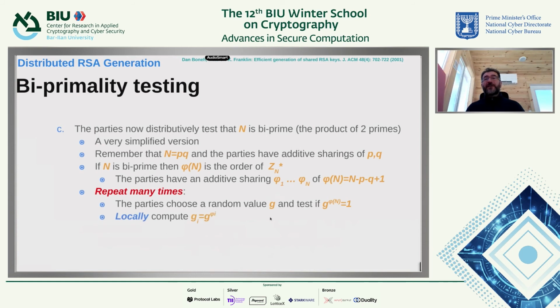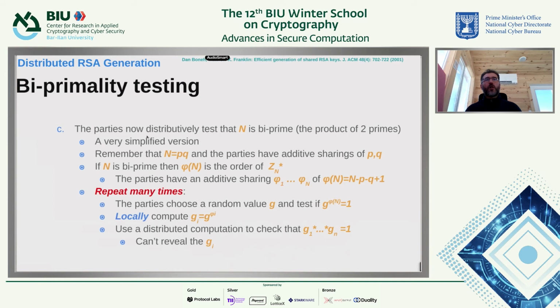Now, here is where things get very interesting. To do this test, the exponentiation has to be computed locally. All a player has to do is take G and raise it to the phi share. And this gives you G_i. And then you cannot reveal the G_i. So you have to do a distributed computation to check that this product is equal to 1. Revealing the G_i will probably give you information that you don't want to reveal. Okay?